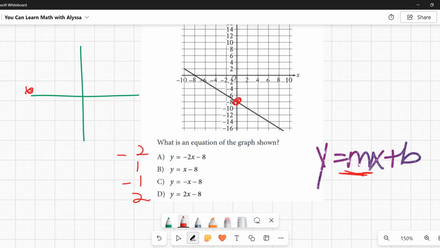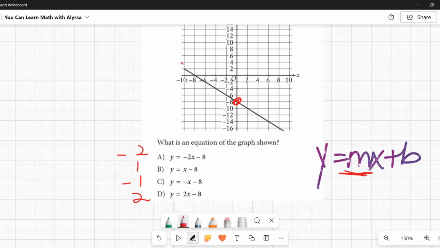But the positive slopes are always going to be going up as they go left to right. Negative slopes are always going down as they go left to right. And frankly, you don't have to do this. You don't have to eliminate some first. You can go straight to the graph and just figure out the slope and then look for it. Up to you. I'm just providing options.